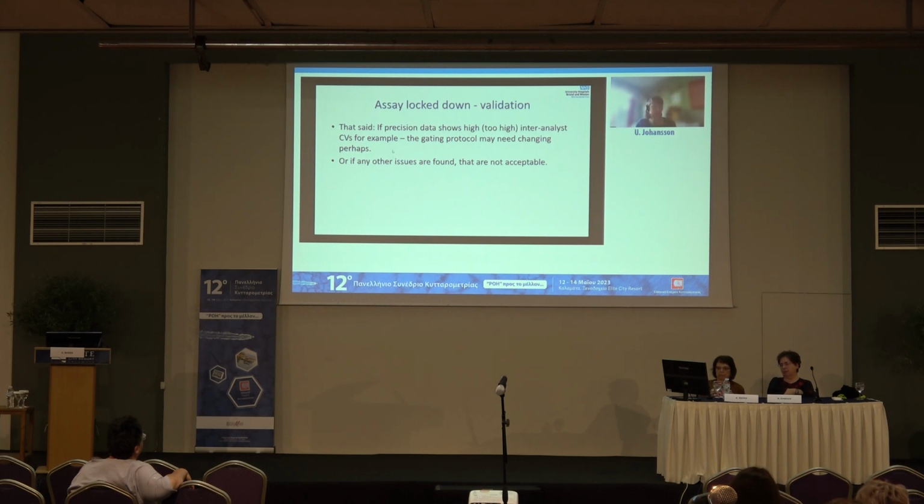So now is the time to look at our limit of blank, our limit of detection, our precision. Now, of course, if doing this next section we find out that the precision data shows CVs of 30%, 40%, then clearly I have to go back. I have to unlock the assay, so to speak, and improve it. Usually it means making the gating protocol better, or if there's any other issue found that we cannot accept. But in theory, we have now locked down the assay.